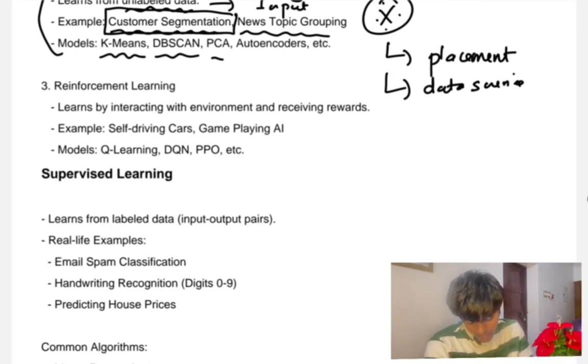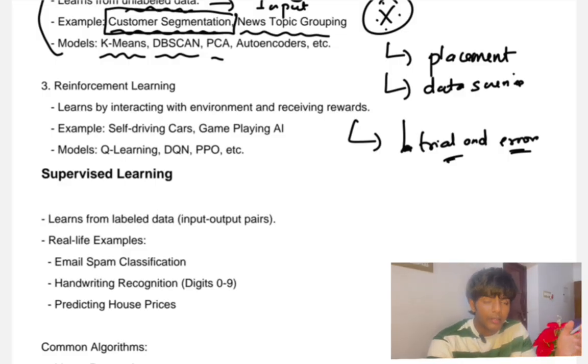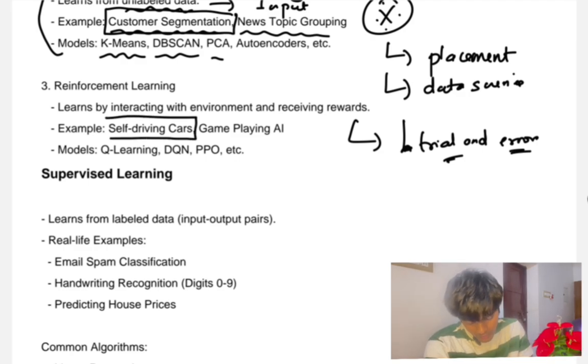And what is reinforcement learning? It basically learns by interacting with the environment and receiving rewards. It is basically a trial and error method. We don't need to feed the model data. It learns by itself. For example, self-driving cars are the best example for reinforcement learning, as I said, a trial and error method.